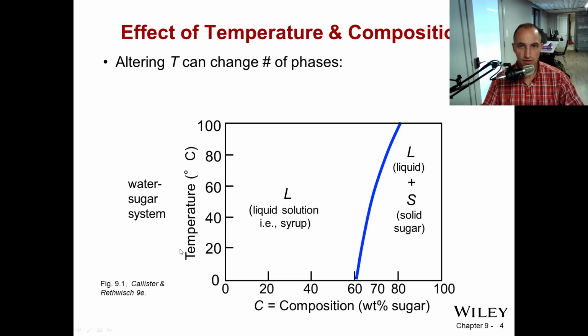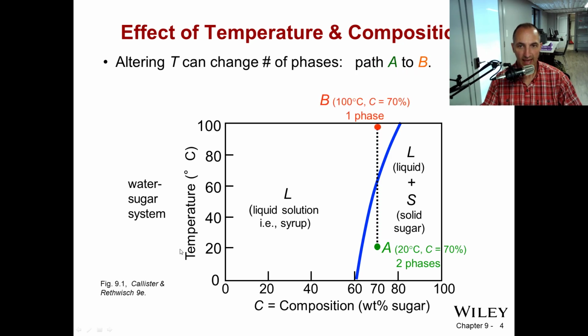All right. The effects of temperature and composition. So we're back to the simple sugar-water phase diagram. Now let's try altering the temperature, and this can change the number of phases present. So let's take a path from point A to point B. We start out at 20 degrees C and a composition of 70% sugar in the water. We leave that composition constant, but then we raise the temperature, and we can end up with 100% syrup or liquid solution here at B. So at 100 degrees C, at the same composition, we have all syrup again.